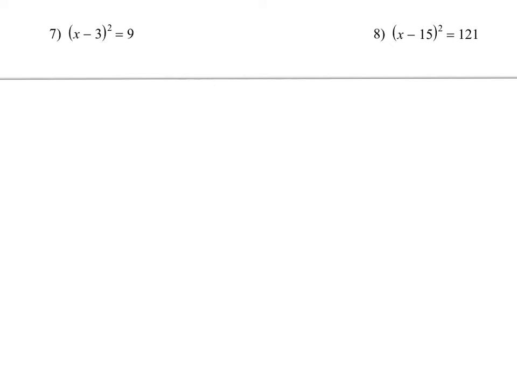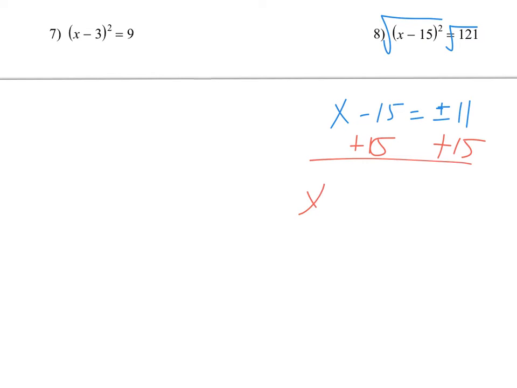Next up, number 18. We have this parentheses that's squared, but the squared is isolated, so I'm going to go ahead and take my square root as my first step. So then it's going to turn into x minus 15 equals. And now since I created the square root, I'm going to have to put plus or minus 11 since the square root of 121 is 11. So now I'm going to have to add 15 over to isolate x. And so I'm going to say x equals 15 plus or minus 11.